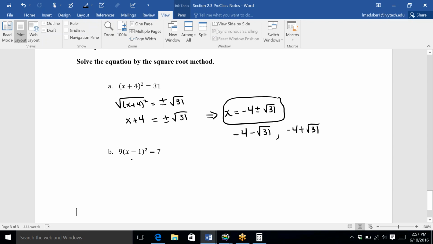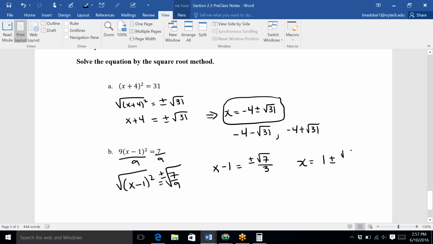For B part, we need to isolate the part that's being squared first, otherwise we can't take our square root. So this would be, get that 9 out of the way. That's 7/9. Then we would take a square root of both sides, not forgetting our plus or minus over here on the right. This would be x minus 1 equals, and I'm going to split this into 2 radicals. Square root of 7 is just square root of 7, but square root of 9 is 3. And then my final stage would be to add the 1 over. So x equals 1 plus or minus square root of 7 over 3.